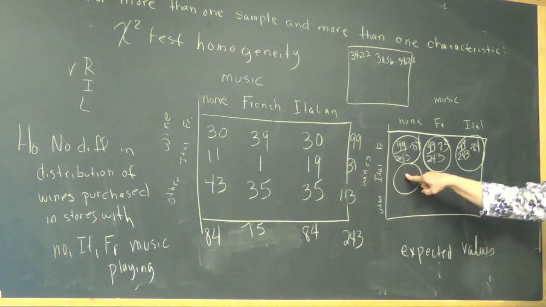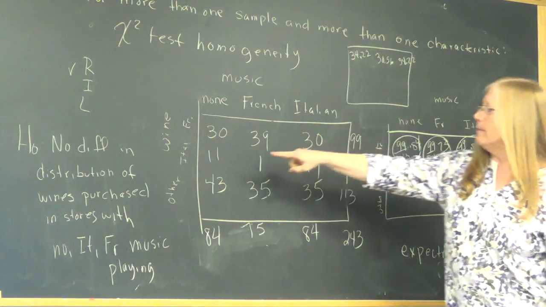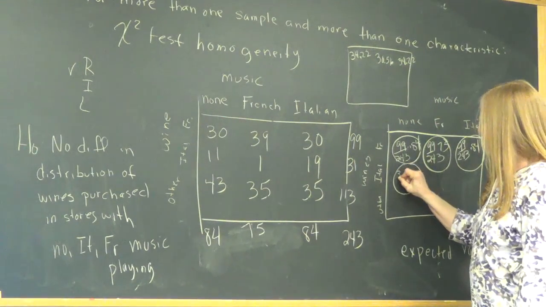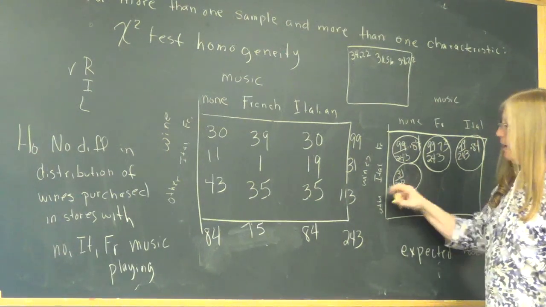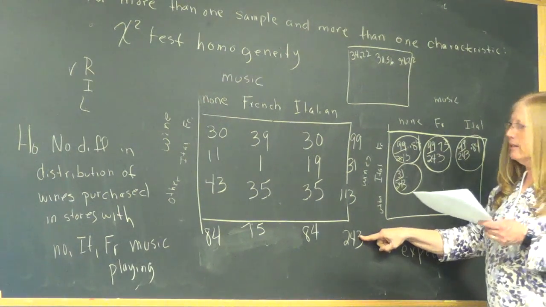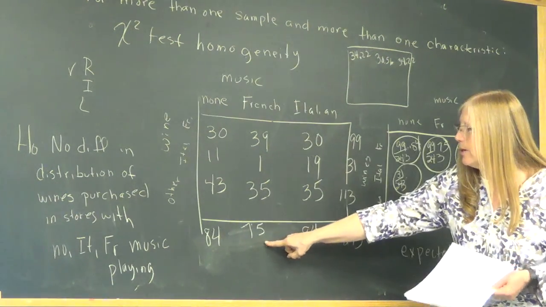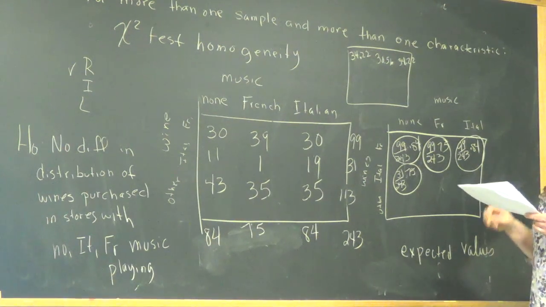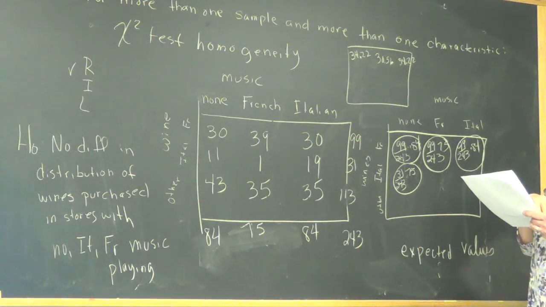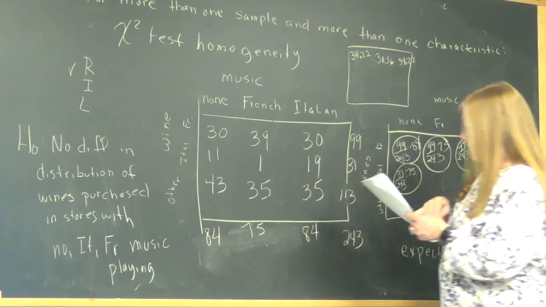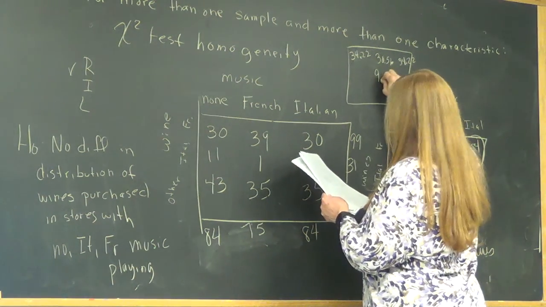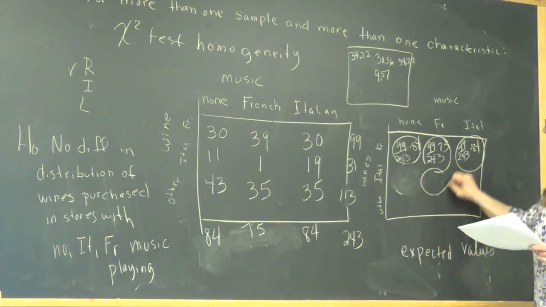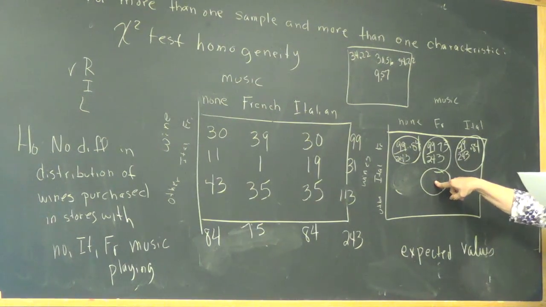So now I'm going to go to Italian. This time, if music doesn't matter, we know Italian wine is 31 out of 243. That should hold true. And since we're now doing the first column, we're going to grab this total, 84. Wait, why are we doing 75 in the first column? Shouldn't we do 84? Yeah, I'm in the wrong column. Okay. There we are. So that is 9.57.